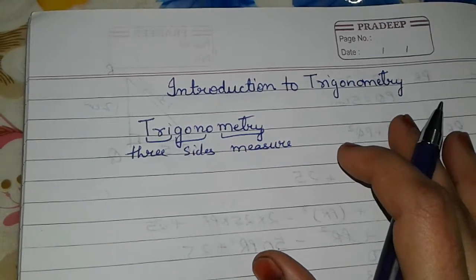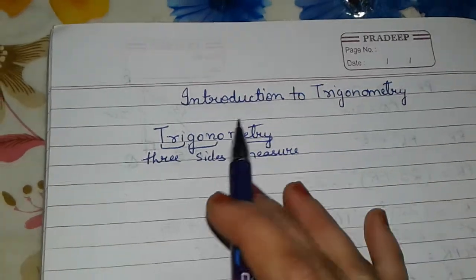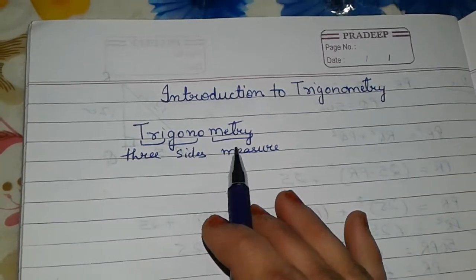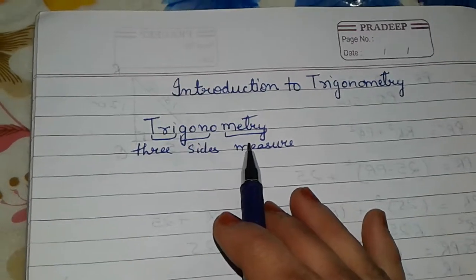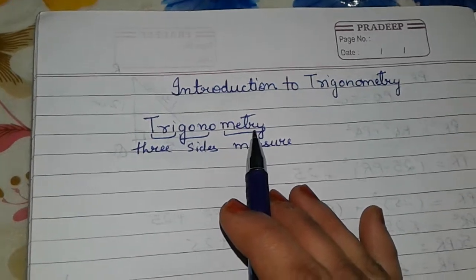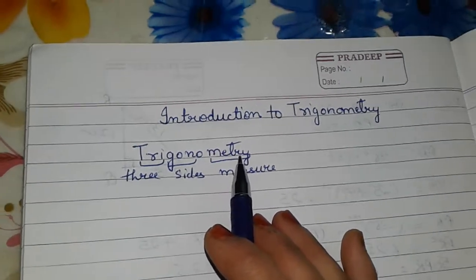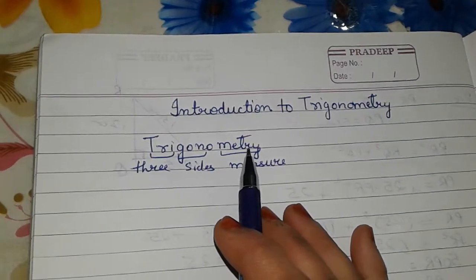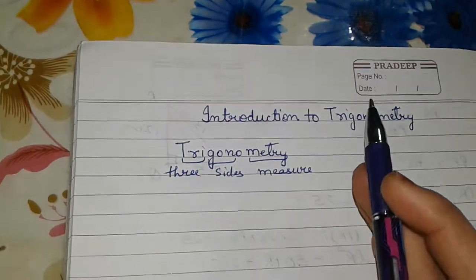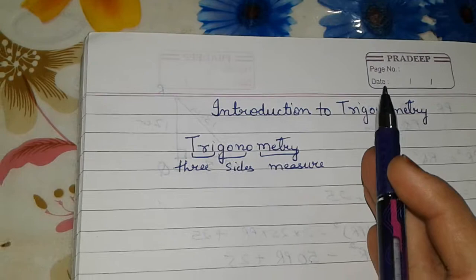Today's topic is Introduction to Trigonometry. Trigonometry is derived from the Greek words: tri means three, gon means side, and metry means measure. So trigonometry is that branch of mathematics that studies the relationship between sides and angles of a triangle. We will discuss trigonometric ratios in this chapter. Trigonometric ratios are the ratios of sides of a right triangle with respect to its acute angles.